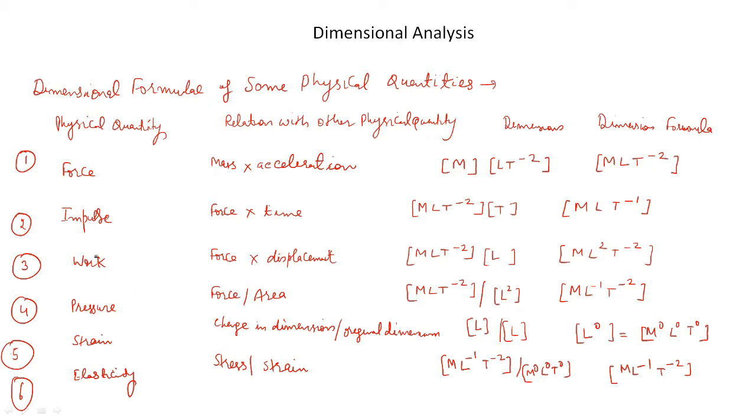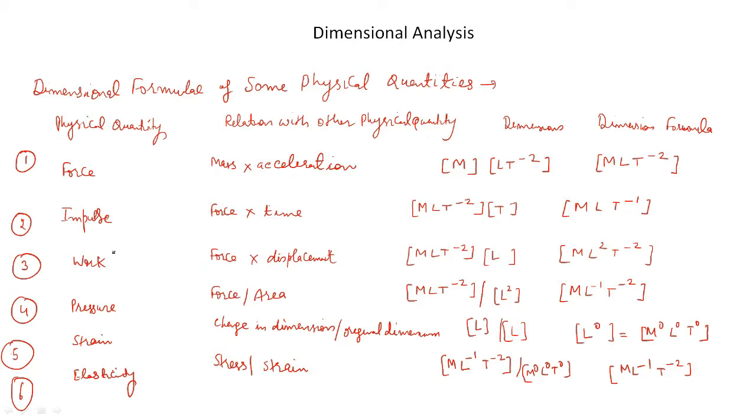Then the second physical quantity is impulse. It is defined as force into time. Force has the dimensional formula MLT to the power minus 2. Time is defined by T, so it will have the dimensional formula MLT to the power minus 1.